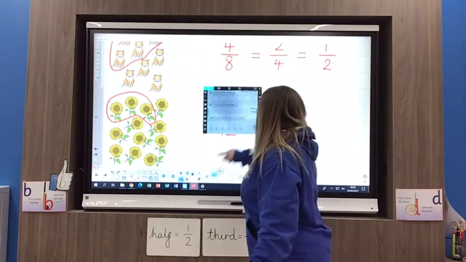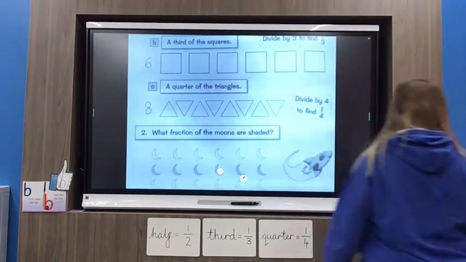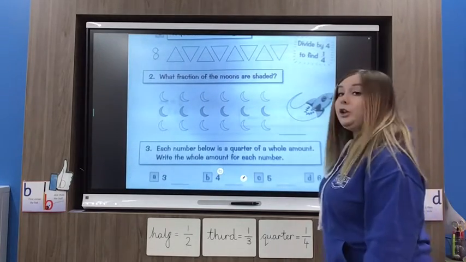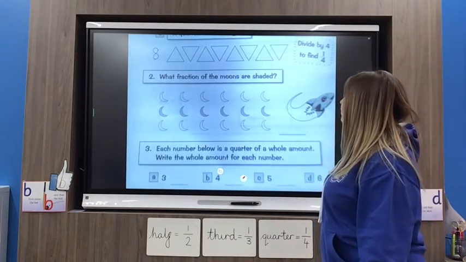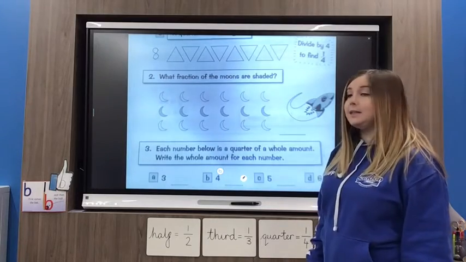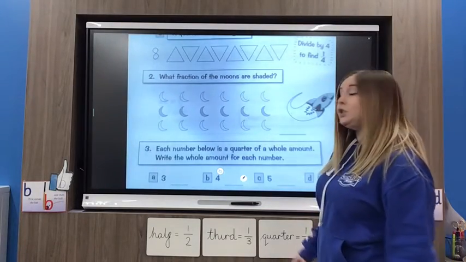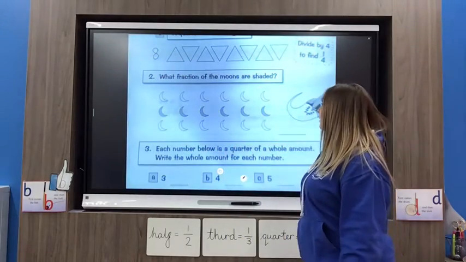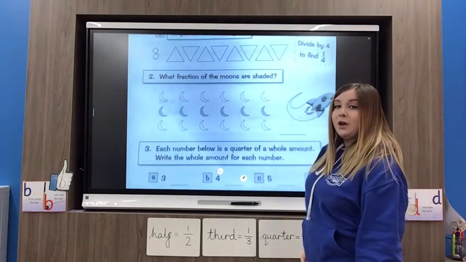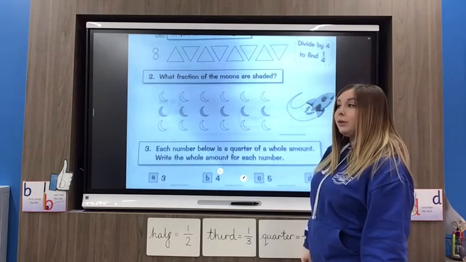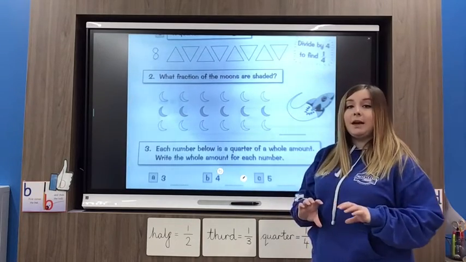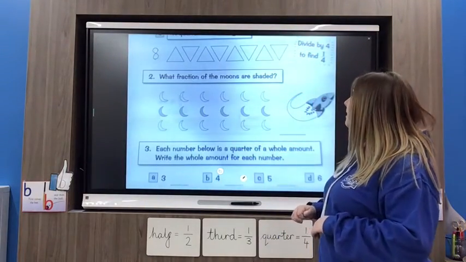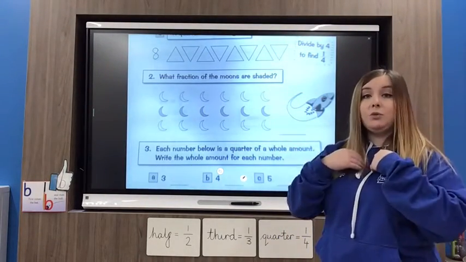Okay, so if we go back to your activity booklet then, year 4. Question 2 is asking you what fraction of the moons are shaded. So the first thing you need to do is to figure out how many there are all together. Okay, have you got that number? Brilliant, so that's your denominator at the bottom. And then your numerator is how many are shaded. How many do we have?